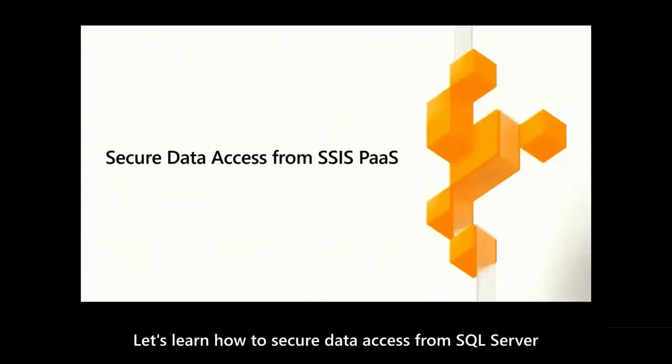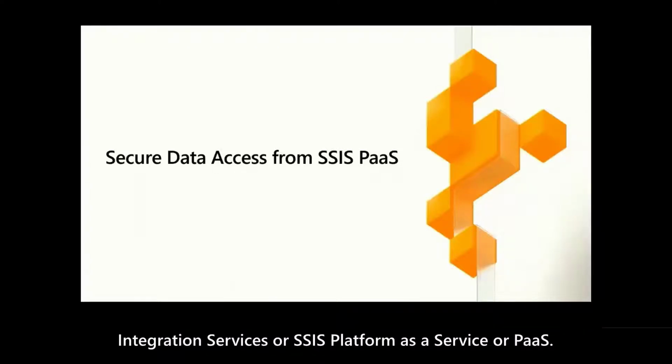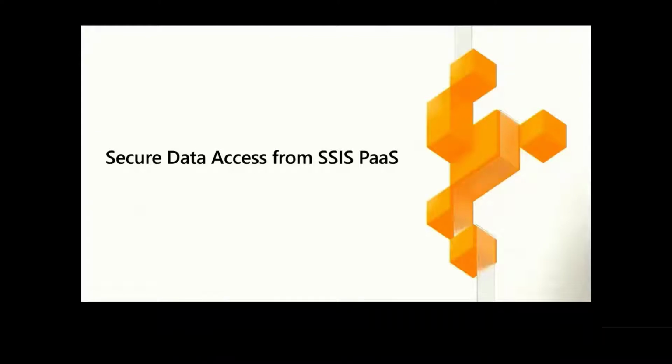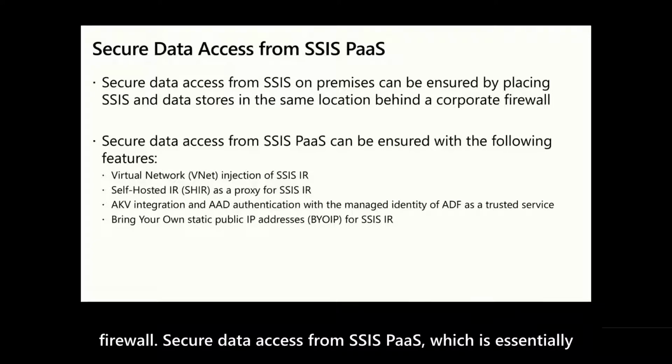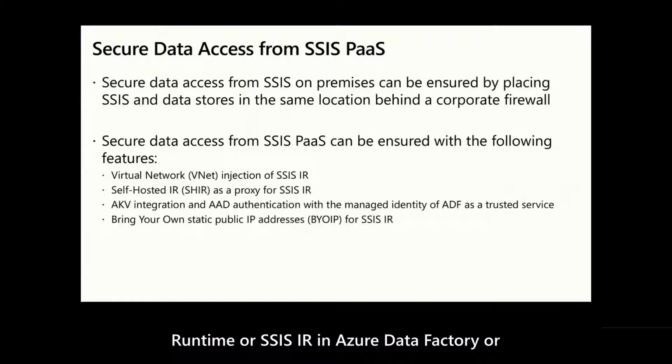Let's learn how to secure data access from SQL Server Integration Services or SSIS, Platform as a Service or PaaS. As most of you know already, secure data access from SSIS on-premises can be ensured by placing SSIS engine and data stores in the same network behind a corporate firewall. Secure data access from SSIS PaaS, which is essentially SSIS Integration Runtime or SSIS IR in Azure Data Factory or ADF, can be achieved via several features.